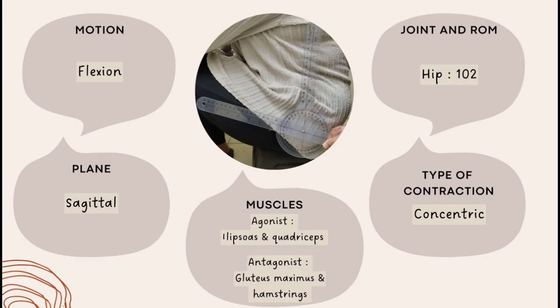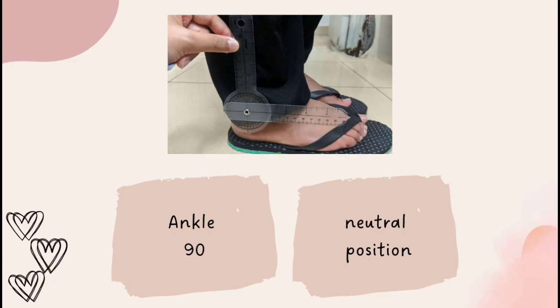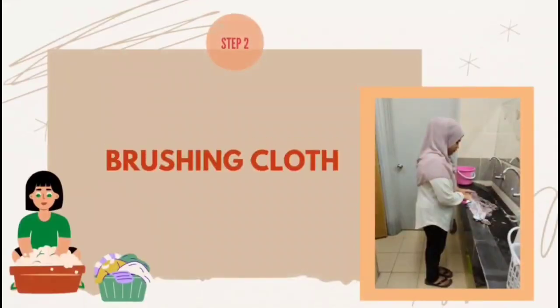Next, the picture shows the hip is flexed in 102 degrees. In this picture, we can see the knee in 81 degrees of flexion. The last one for this motion is the ankle. The ankle is in neutral position with 90 degrees of range of motion. Step number 2 is brushing clothes.